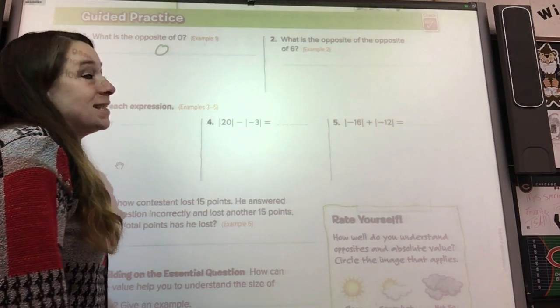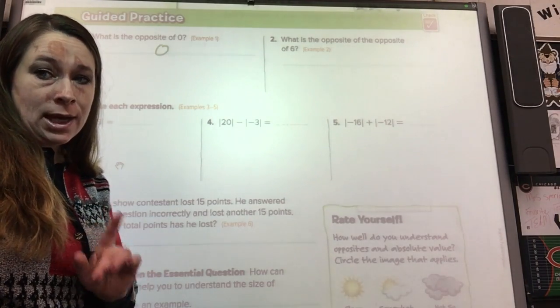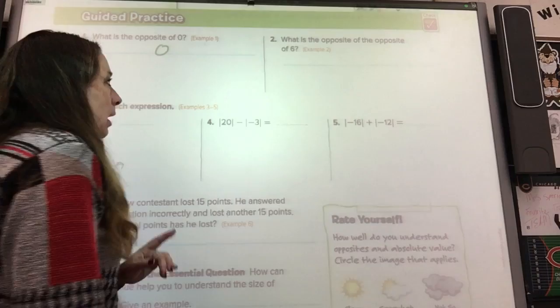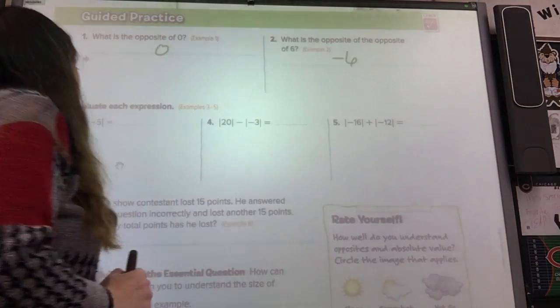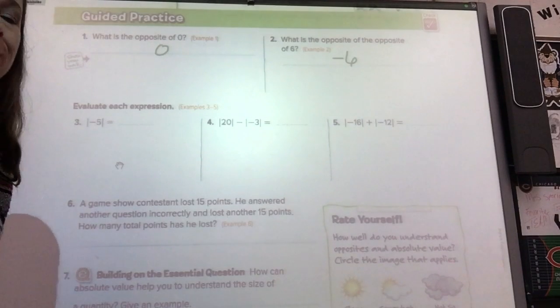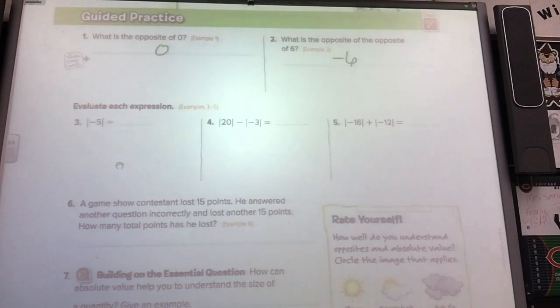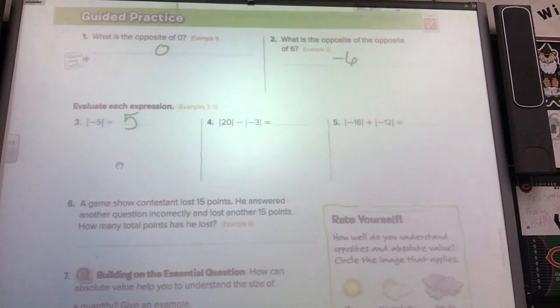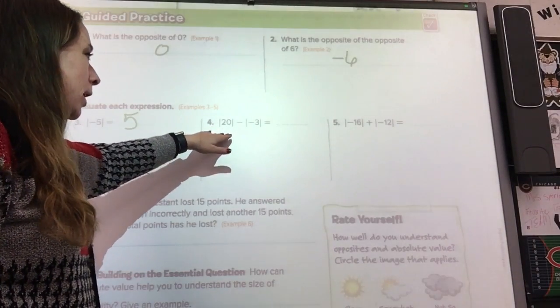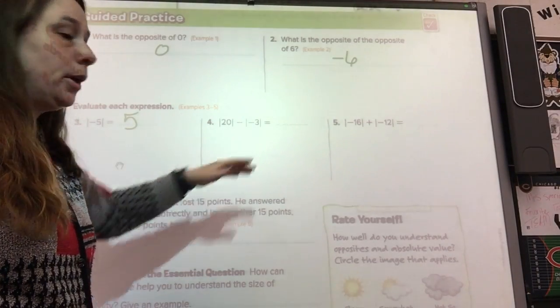What's the opposite of 6? Opposite, not absolute value, opposite. Opposite of positive 6 is negative 6. What is the opposite of negative 5? If I went 5 feet to the left, what am I doing to come back? Good. Positive 5.